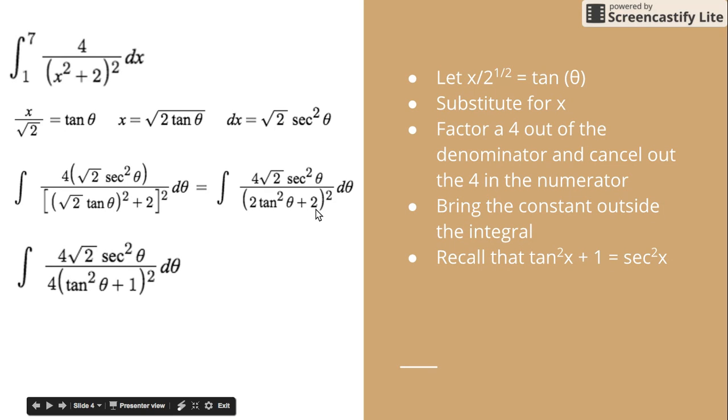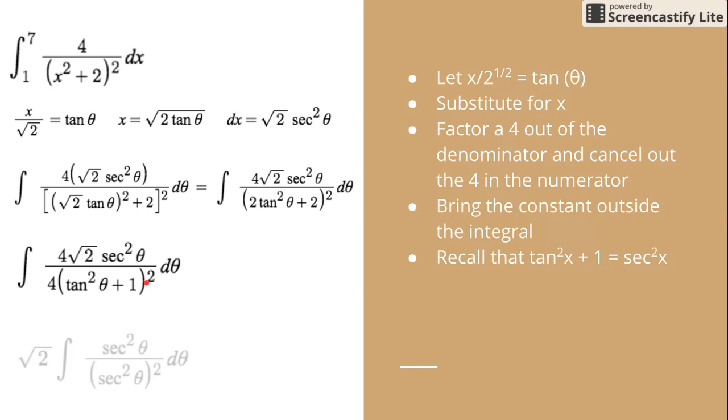Now you can see there's a 2 here and here, so we would be able to factor the 2 out. So we get 2 times (tan squared theta plus 1) all squared, which means that we can pull out a 4 as we did here. So the 4 on the numerator and the denominator would cancel out, and the root 2 can be pulled out into the front. And we can see that tan squared theta plus 1 is the same thing as secant squared according to trig identities. So you would get root 2 times the integral of secant squared theta over (secant squared theta) squared d theta.